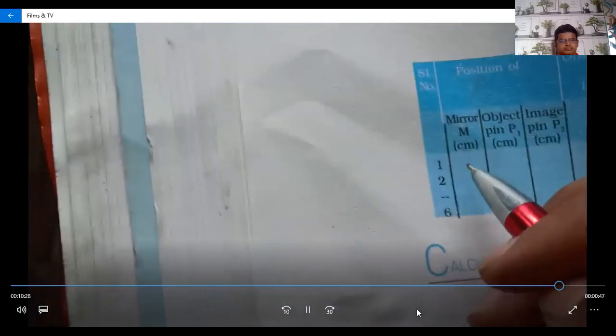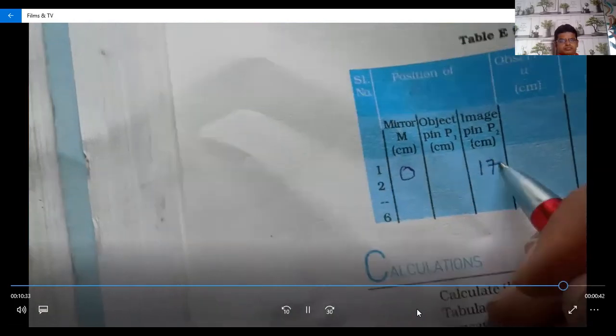So first the image pin value. At that time you will consider 15, 16 and 17. So the mirror position is 0, the image pin position is 17, and we want the value of the object pin. On that basis we remove it here. So we count here 30, 31, 32, 33 and 33.5. Again check, 33.5. It is scalable.